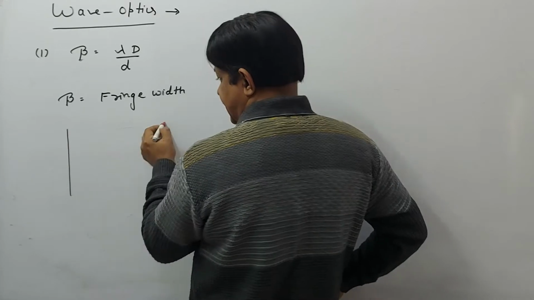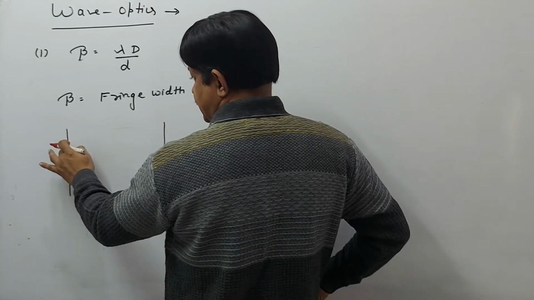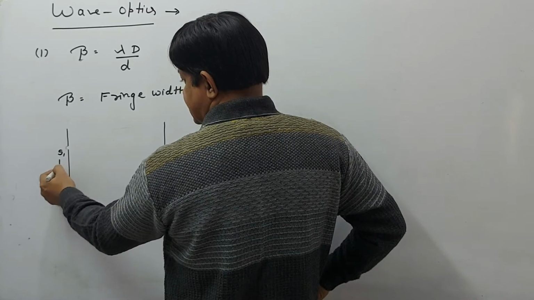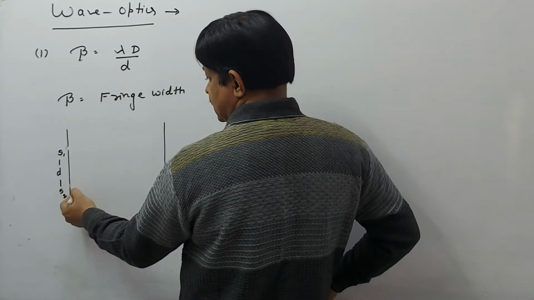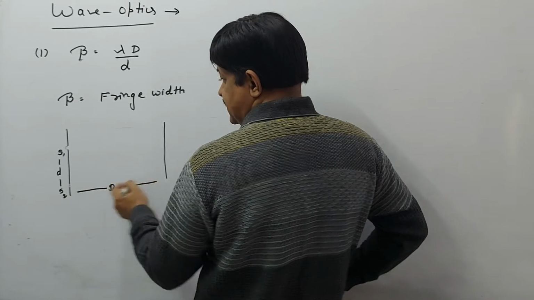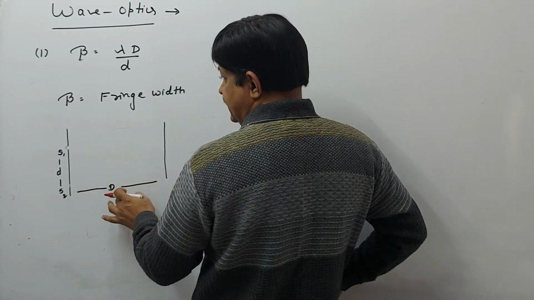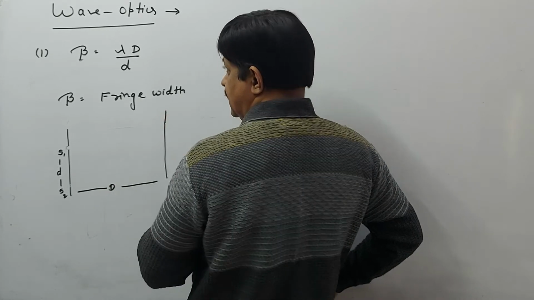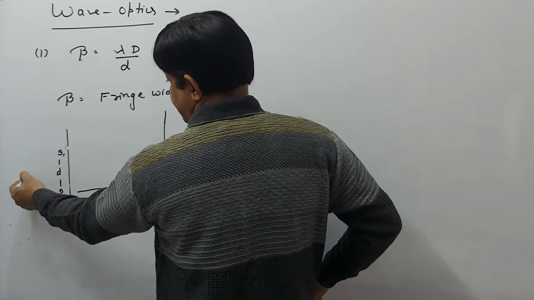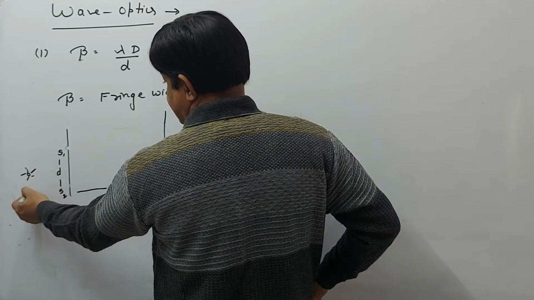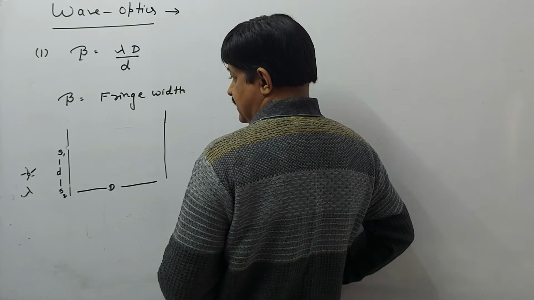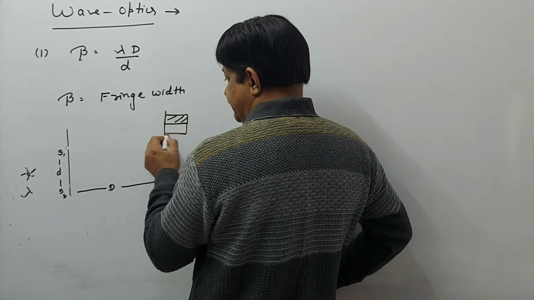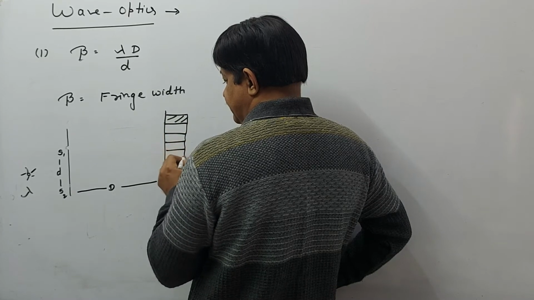You have the arrangement like this: two slits S1 and S2, d distance apart. Distance between slit and screen is again capital D. The light which we will be using is of wavelength lambda, and then on the screen we will get this type of pattern, which is pattern of maxima and minima.